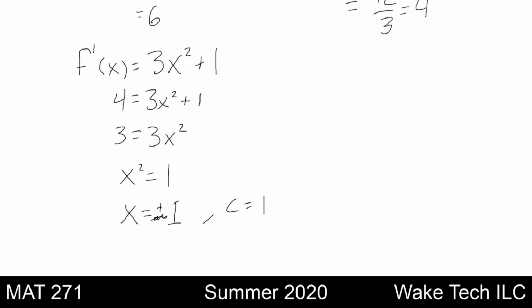Since the question doesn't ask us for tangent lines or secant lines, and we found the C value, which is what they asked, then we are done.